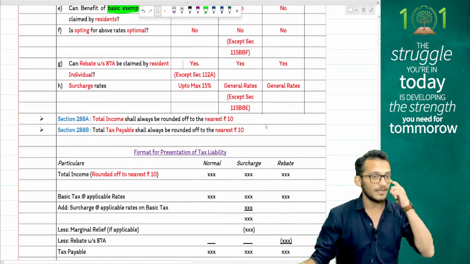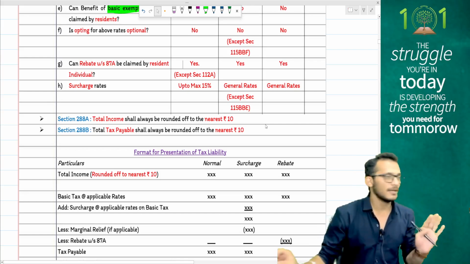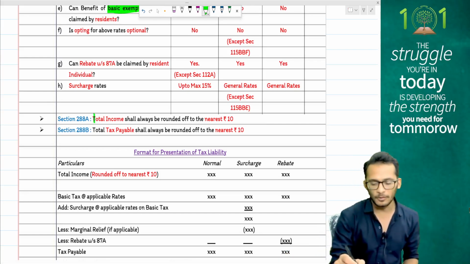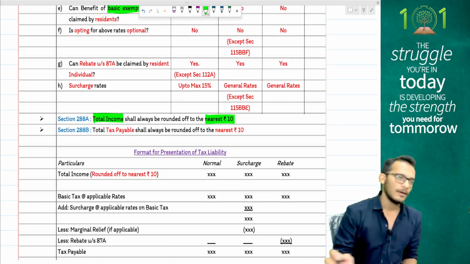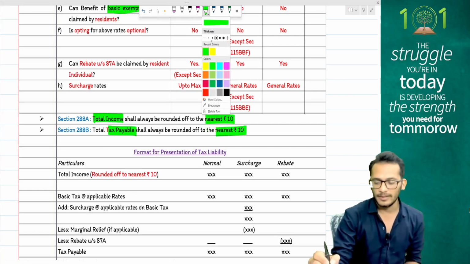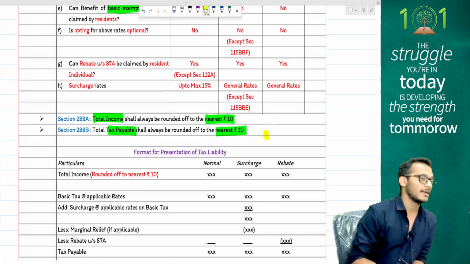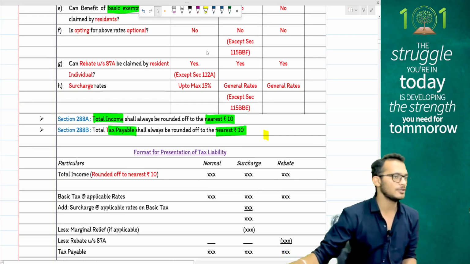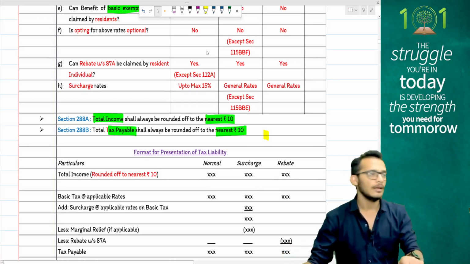Before you start, people, one thing which you should have primarily understood by now: when you are going to compute a total income, please round off to the nearest 10. When you have a tax payable, please round off to the nearest 10. Doing this carries half a mark each. You cannot make this mistake.